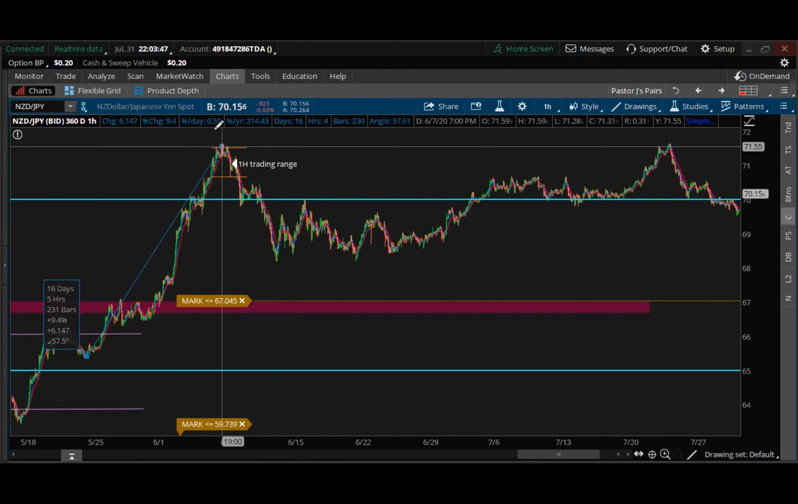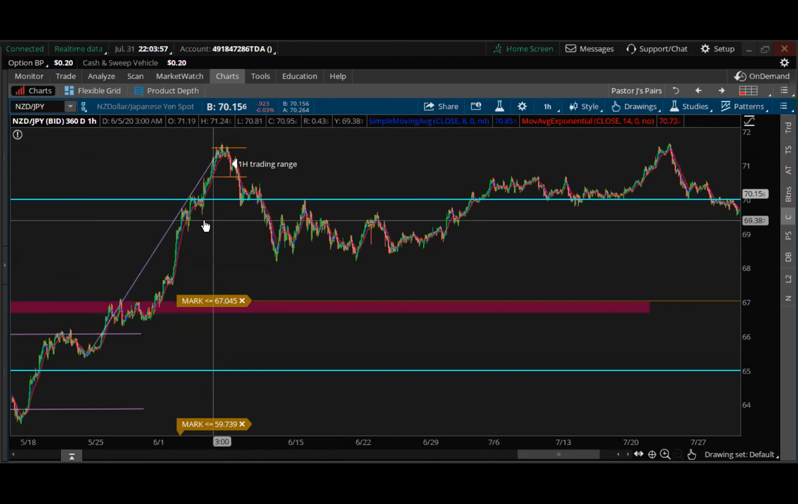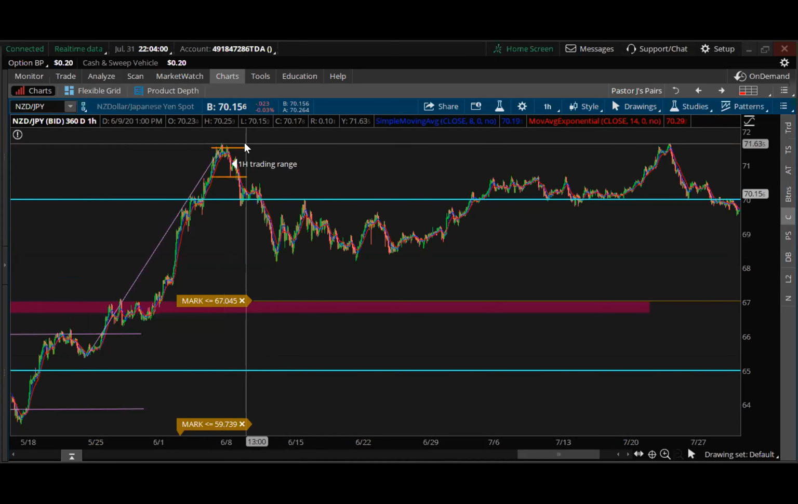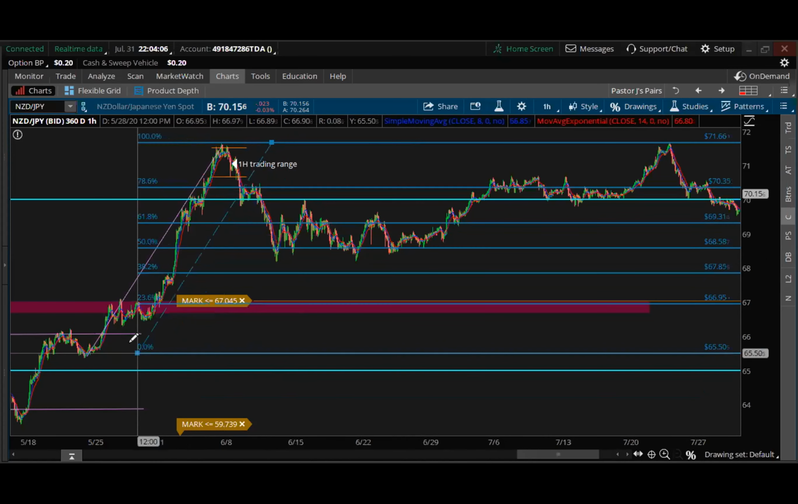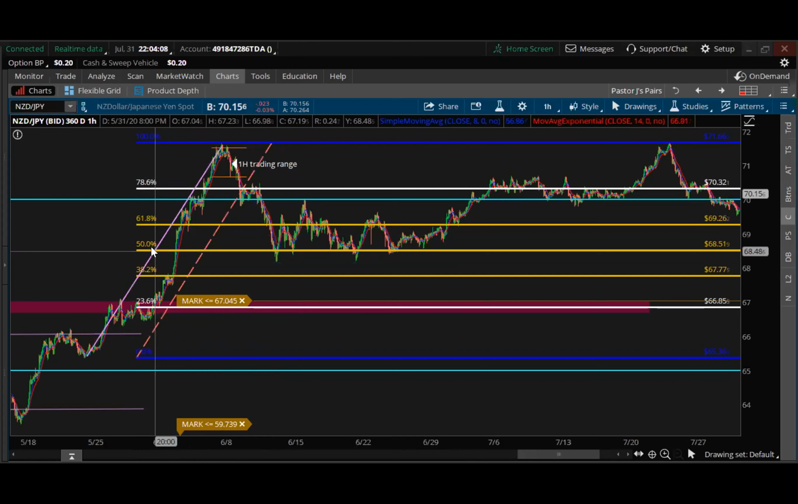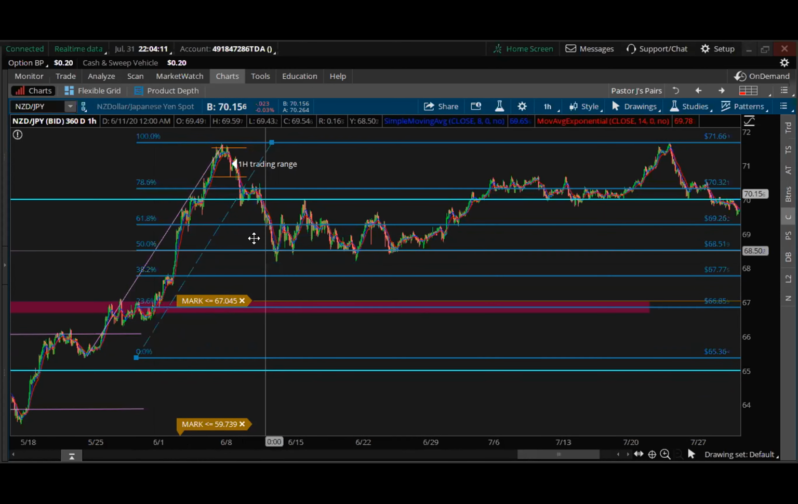6.147. So that's anything with JPY. The number to the left of the decimal is the 100. So 614. That's 614 pips. And if this came back 50%, we can put a fib on it here. There's your 50%. Boom, boom, boom. So it came back 50%.